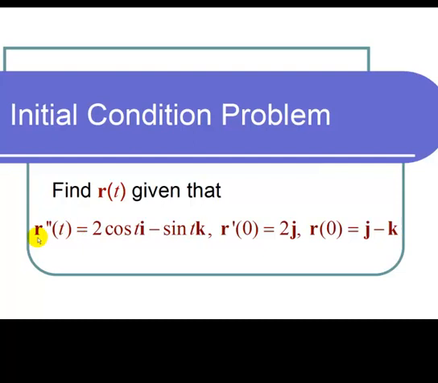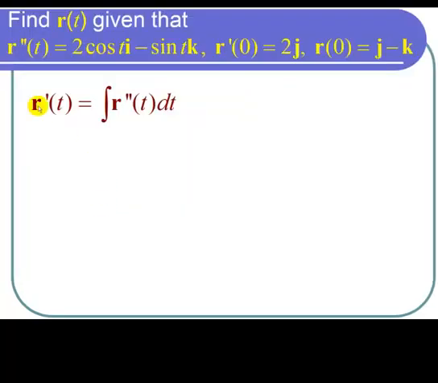So if I'm given r double prime and I want r, then I can integrate once to get r prime and integrate again to get r. So I start out with r prime of t is the integral of r double prime of t dt. And I plug in r double prime and get that this is equal to the integral of 2 cosine of t i minus sine of t k dt.